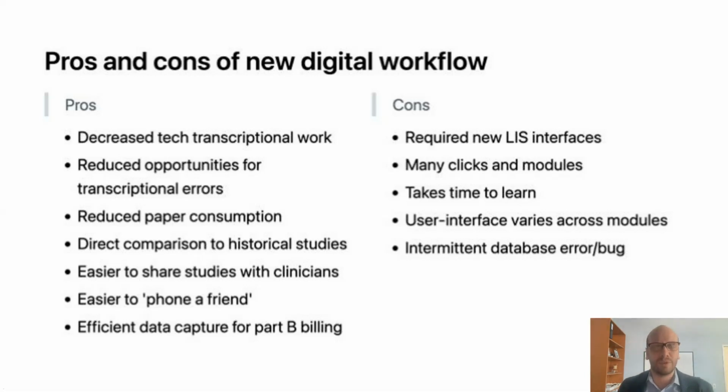Theoretically, we've reduced opportunities for transcriptional errors. This is hard to quantify as those transcriptional errors were difficult to detect in the legacy process. We have certainly reduced paper consumption. All the pathologists have been quite the fans of the ability to directly compare the current study to historical studies, going all the way back through the history of the patient. This really helps to know if there's a change in the electropherogram, if that's consistent with the patient's known monoclonal proteins migration pattern.